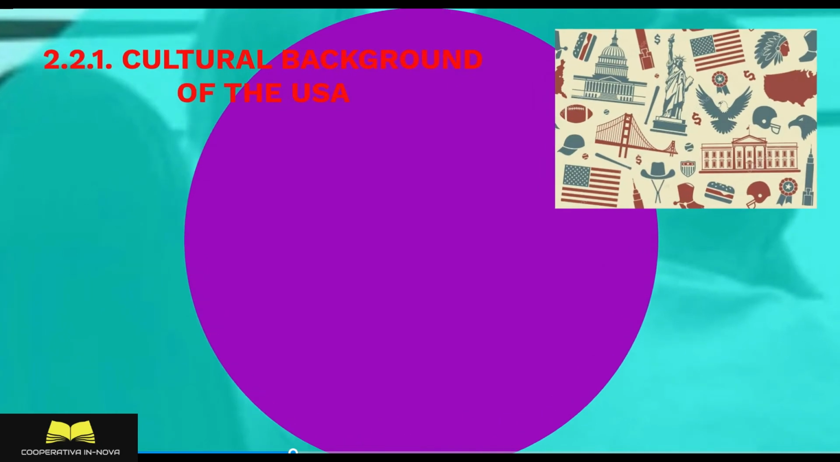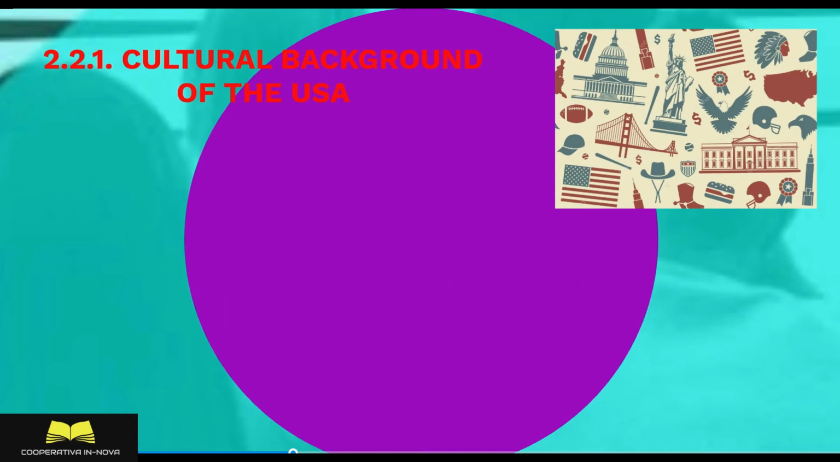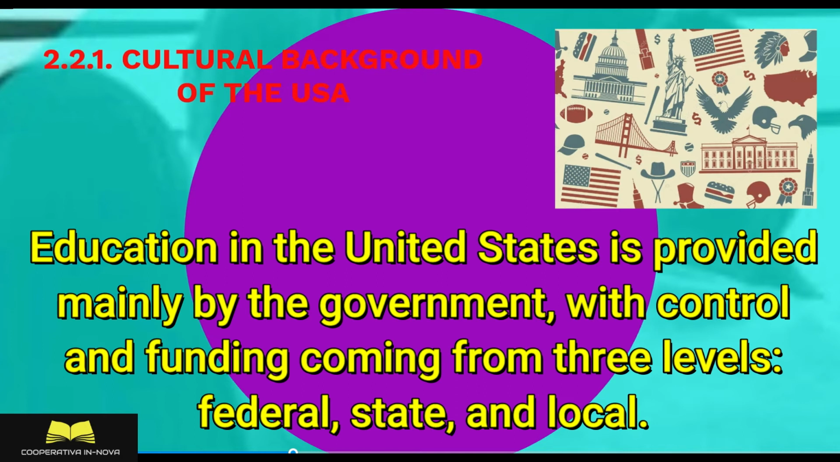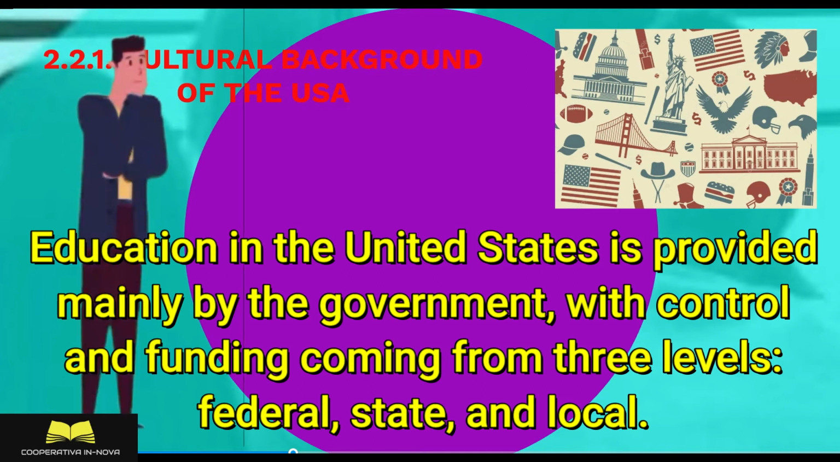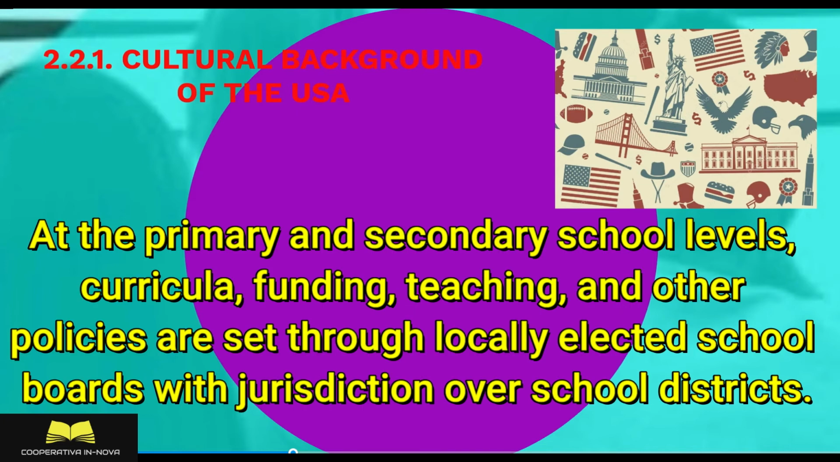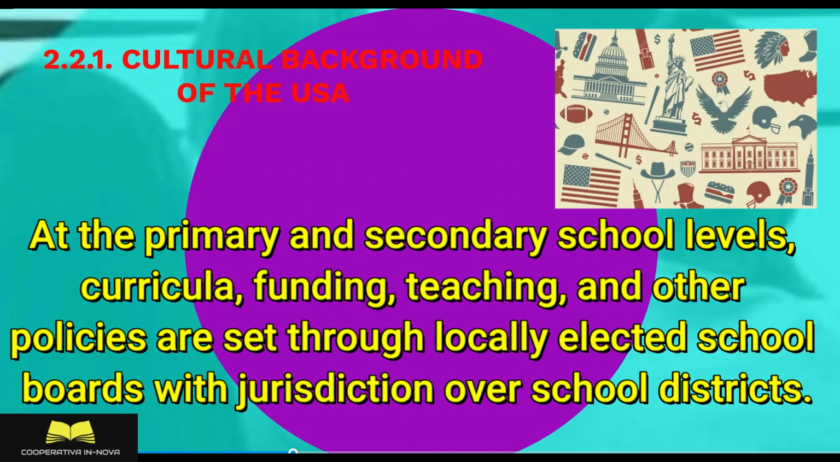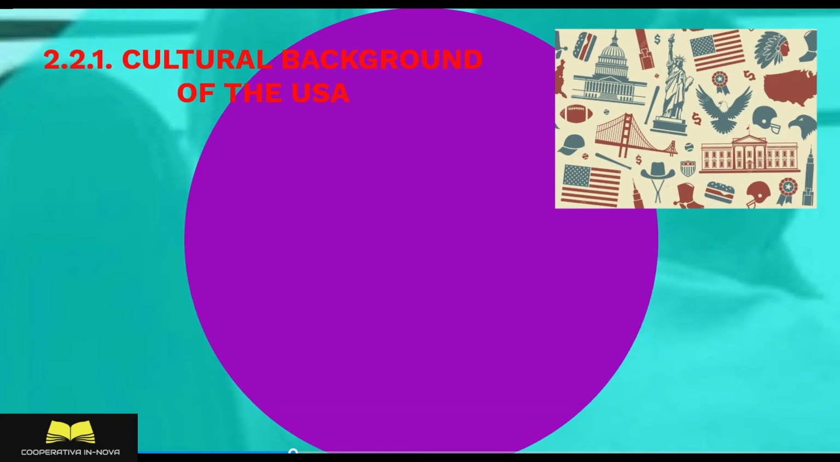2.2.1 Cultural background of the USA. A. Education. Education in the United States is provided mainly by the government, with control and funding coming from three levels: federal, state, and local. At the primary and secondary school levels, curricula, funding, teaching, and other policies are set through locally elected school boards with jurisdiction over school districts.